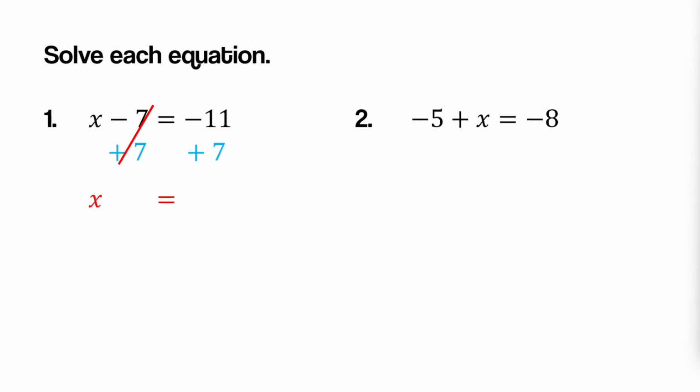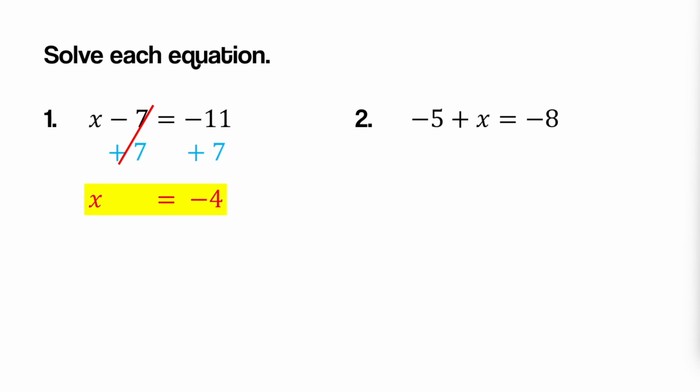On the right, we combine negative 11 and positive 7. Since they have different signs, subtract their absolute values, maintaining the negative sign because negative 11 has a greater absolute value than positive 7. Therefore, the solution is x equals negative 4.